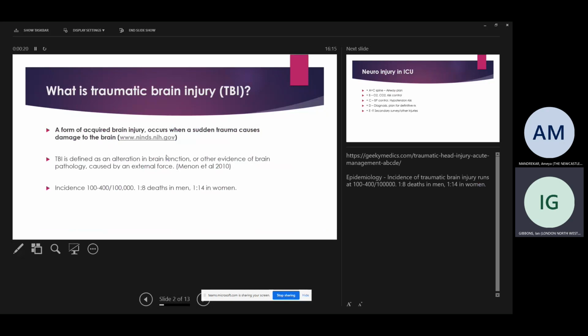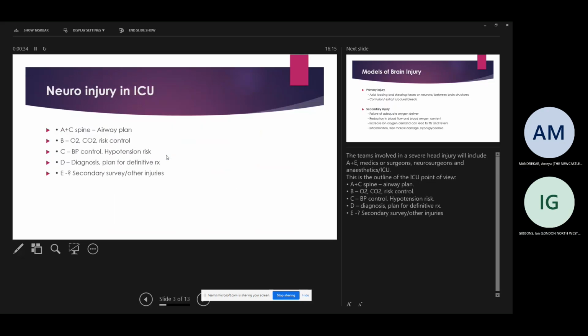There are lots of different definitions out there, but having looked at several of them, I summarised it down into being when an external force causes damage to the function and structure of the brain. I'm just going to focus a little bit on the neuro injury and ICU involvement.